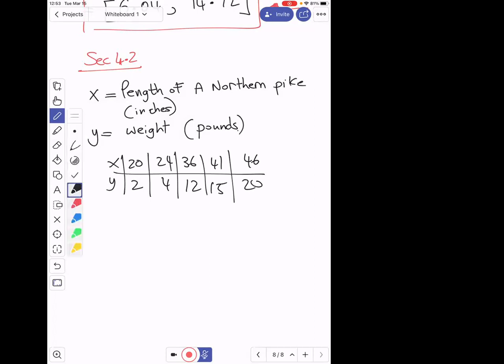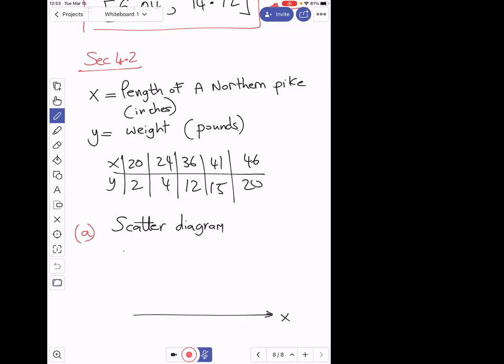All right, so in A, it says you need to graph your scatter diagram. So for the scatter diagram, we're gonna have 2 axes. The horizontal axis will be your x-axis, and the vertical axis will be your y-axis. So here's 0. Now the values of x go from 20 to 46, so I'm gonna plot them: here's 20, 24, 36, 41, and 46.